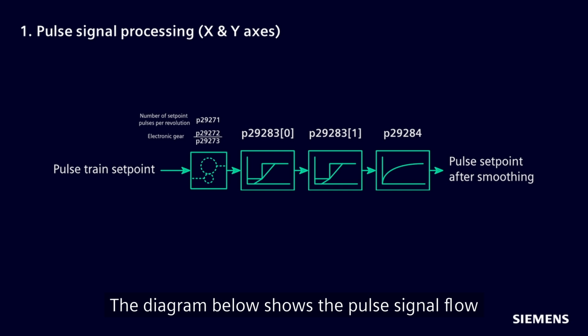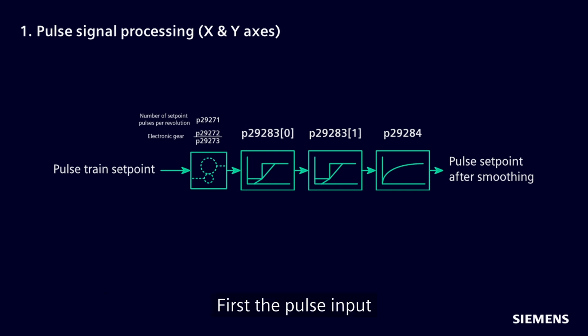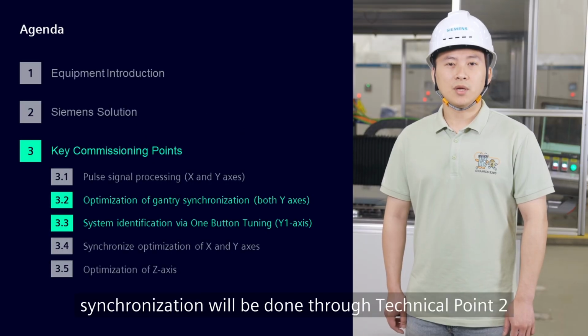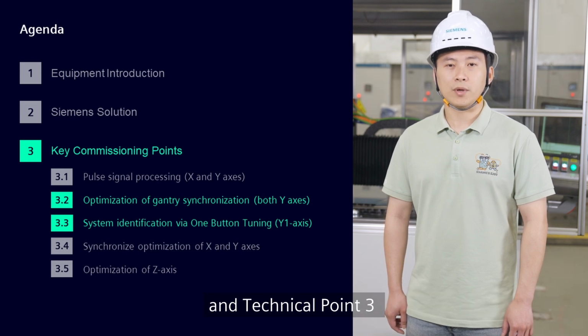The diagram below shows the pulse signal flow. First, the pulse input undergoes its gear ratio conversion, then passes through the filters, and finally reaches the position setpoint. Optimization of gantry synchronization will be done through technical point 2 and technical point 3.